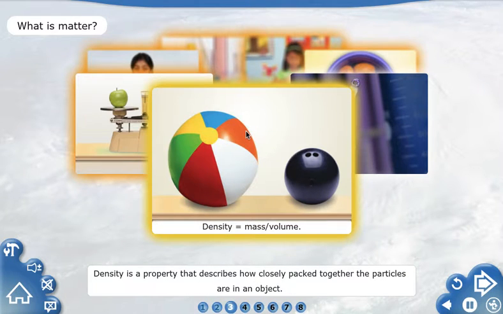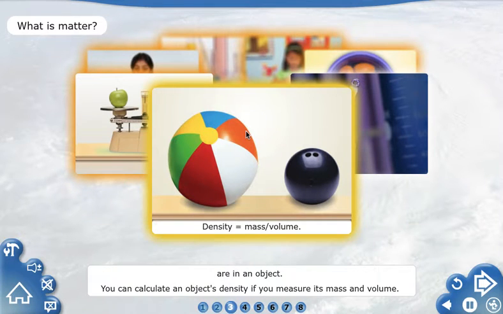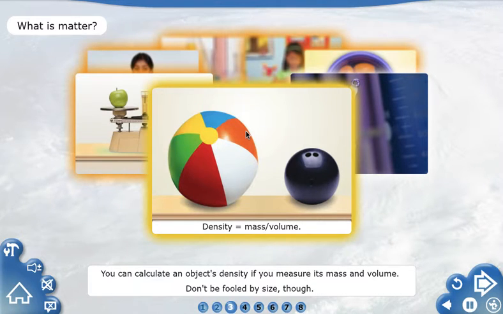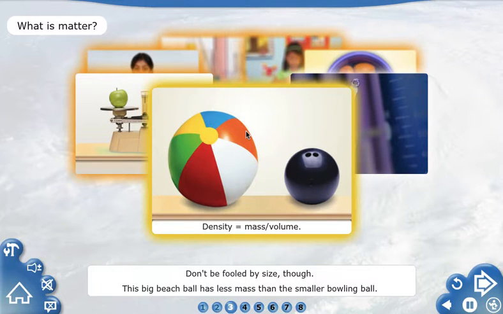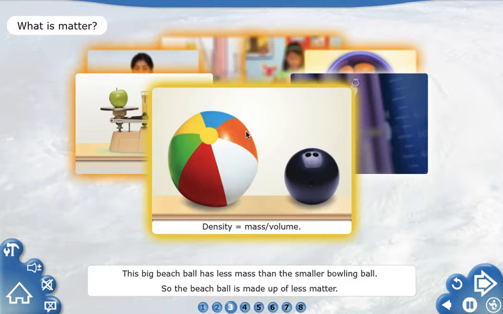Density is a property that describes how closely packed together the particles are in an object. You can calculate an object's density if you measure its mass and volume. Don't be fooled by size, though. This big beach ball has less mass than the smaller bowling ball. So the beach ball is made up of less matter.